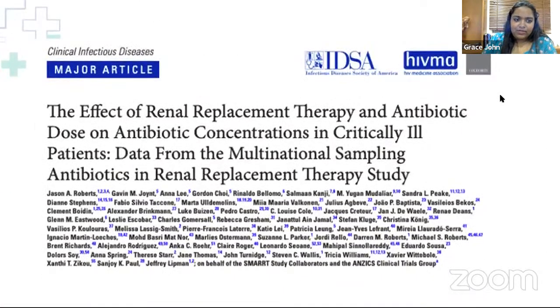And this is one of the big data that I could find when it comes to renal replacement therapy. It was done by Jason Roberts et al., who has a lot of position papers coming based on precision dosing. And this was the first study to compare different modalities of renal replacement therapy. Like the topic suggests, the effect of RRT on antibiotic concentrations. For each patient who was on an antibiotic, they did therapeutic drug monitoring, and they understood how much dose is actually going in and how much is in circulation. This was a multinational study.